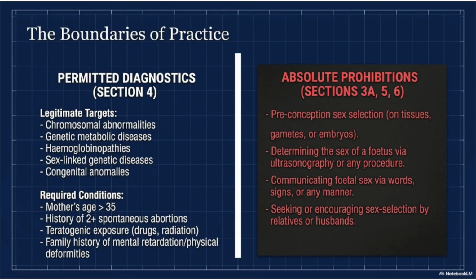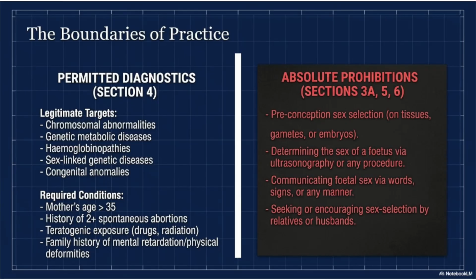There are clear boundaries of practice. Permitted diagnostics under Section 4 are allowed only for legitimate targets such as chromosomal abnormalities, genetic metabolic diseases, hemoglobinopathies, sex-linked genetic diseases, and congenital anomalies, and only under required conditions such as maternal age above 35, a history of 2 or more spontaneous abortions, exposure to drugs or radiation, or a family history of mental retardation or physical deformities.